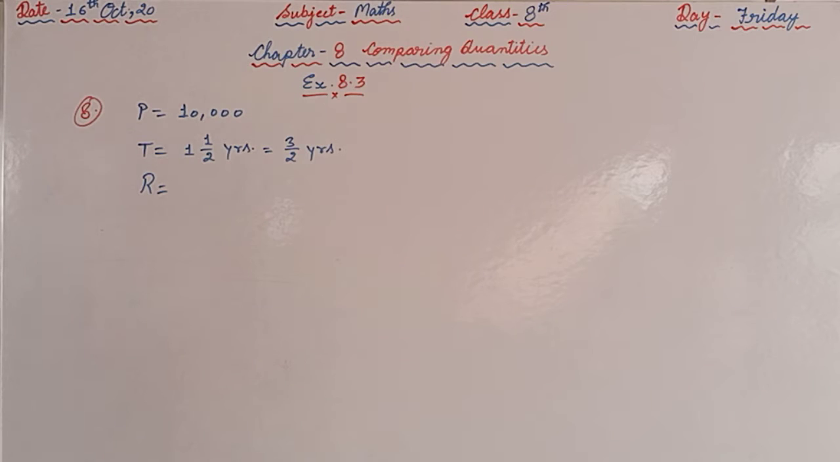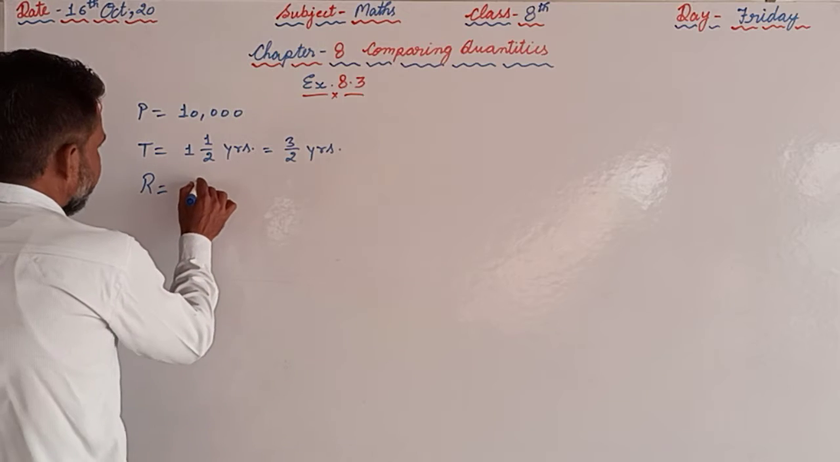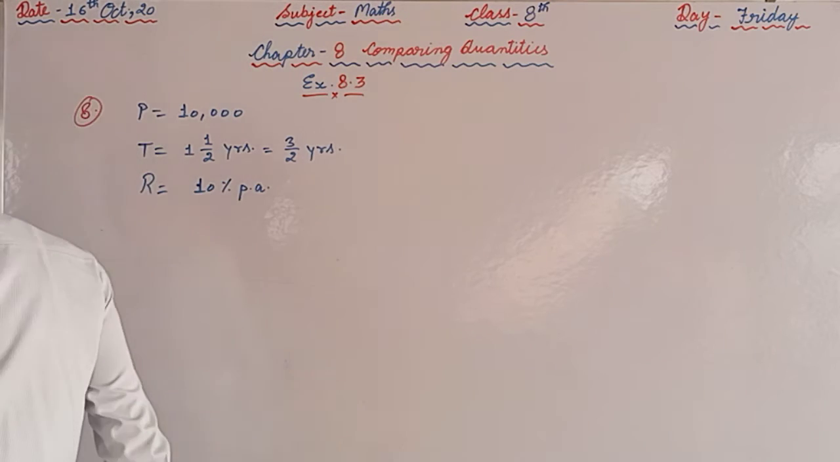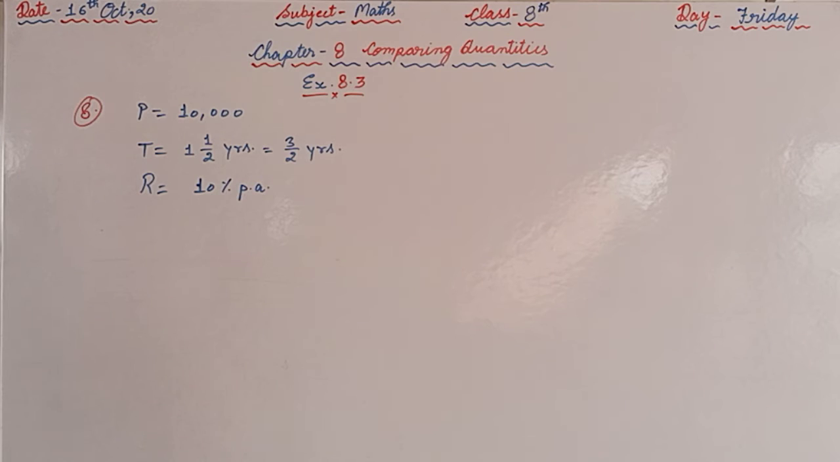And the rate is also given. What kind of rate is there? So the rate is 10% per annum. Then we are supposed to find the amount when the interest is compounded half yearly.